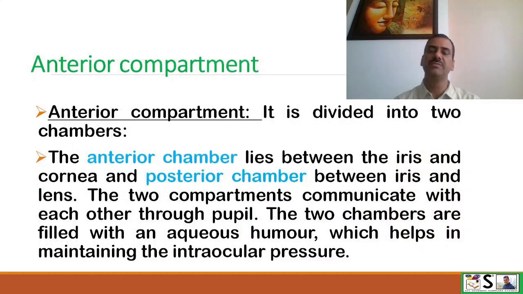The anterior compartment is divided into two chambers. The anterior chamber lies between the iris and cornea, and the posterior chamber lies between the iris and lens. The two chambers communicate with each other through the pupil. The two chambers are filled with aqueous humor, a fluid which helps in maintaining the intraocular pressure. It also provides nutrition to the lens and other structures and removes waste products from there.